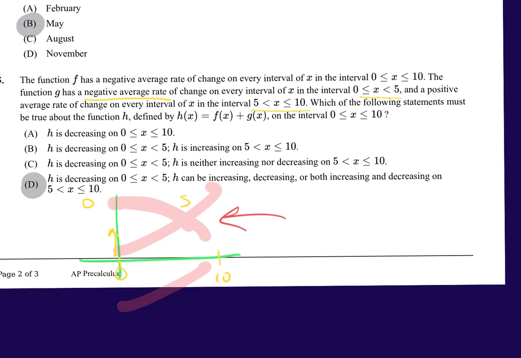No matter where you add them, they're still going to be decreasing. Okay. Right. So if you take something that's decreasing and you add it to something that's decreasing, it's going to stay decreasing. You know that the first half is for sure decreasing. Correct, because that's what it says. It says from 0 to 5, right? But the second half.